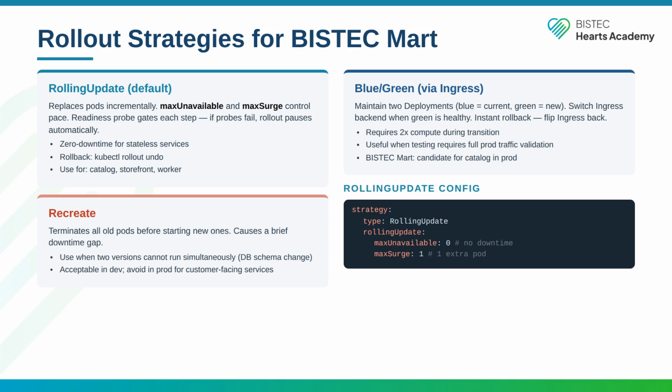Blue-green is not a native Kubernetes strategy. You implement it using two deployments and an Ingress backend switch. When the green deployment is fully healthy, you update the Ingress to point to the green service. Rollback is instant. Flip the Ingress back. The cost is double the compute during the transition. For BISTEC Mart catalog in production, rolling updates with proper probes give you zero downtime with no extra resource cost. That is the right starting point.